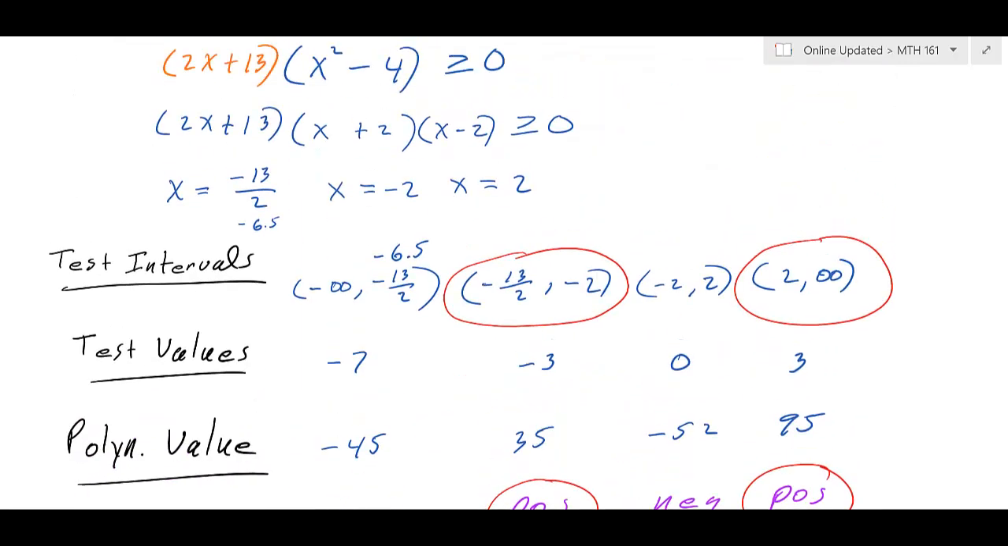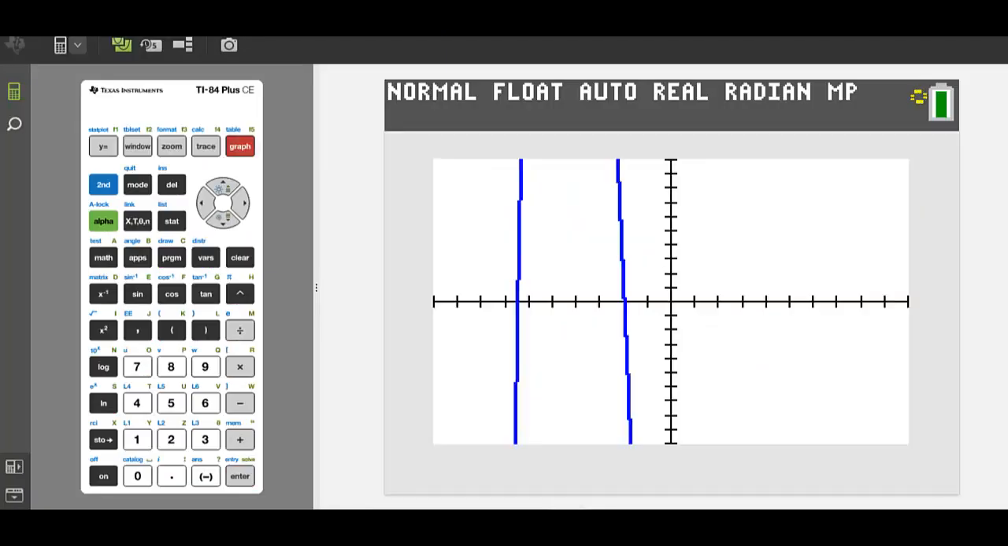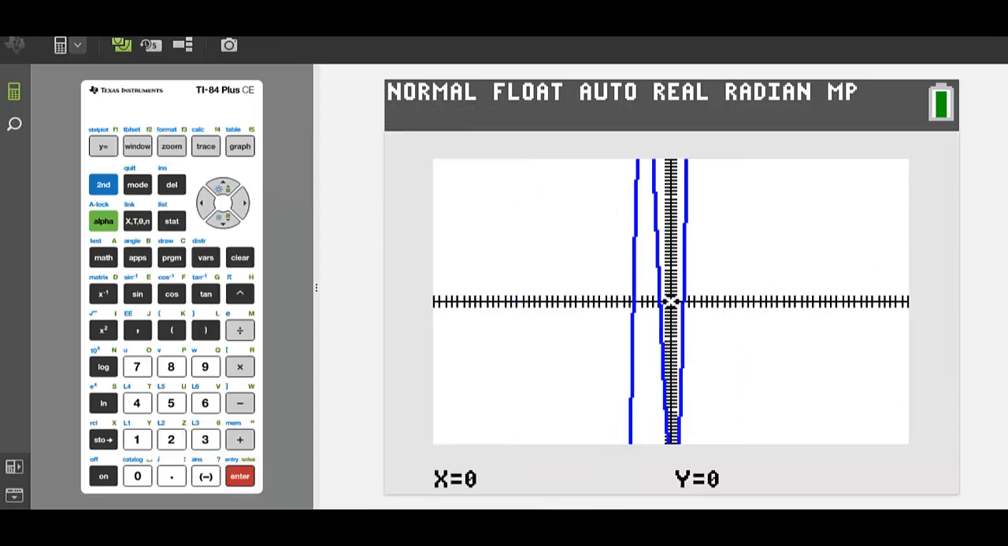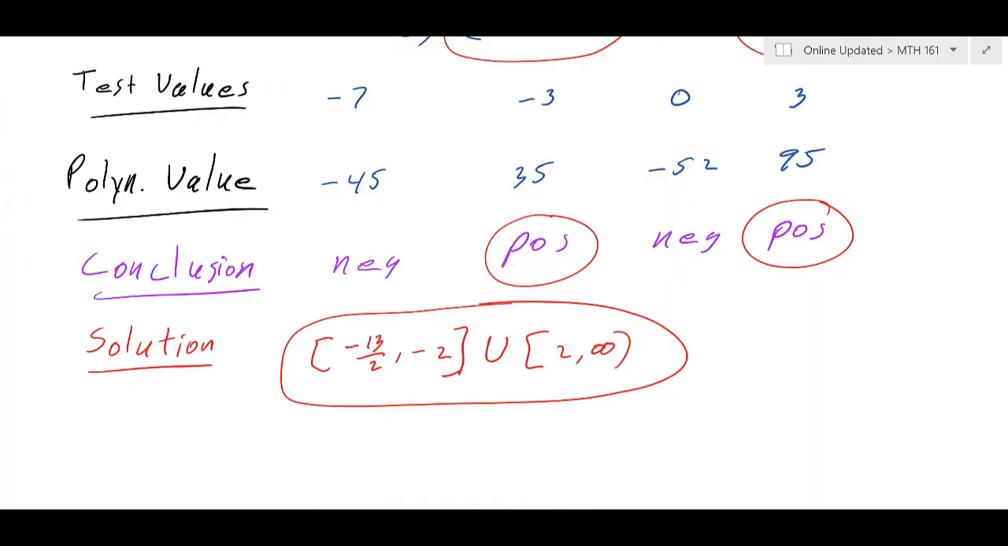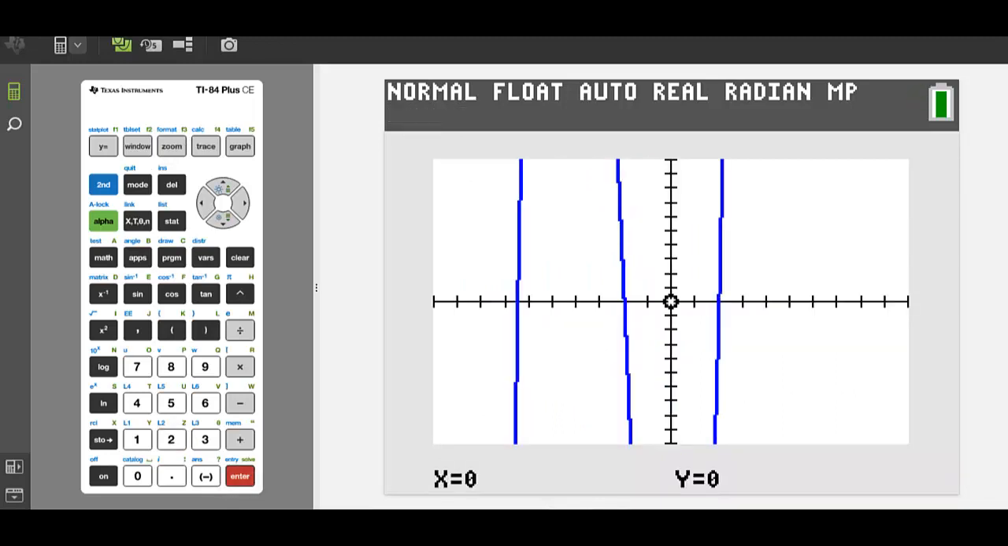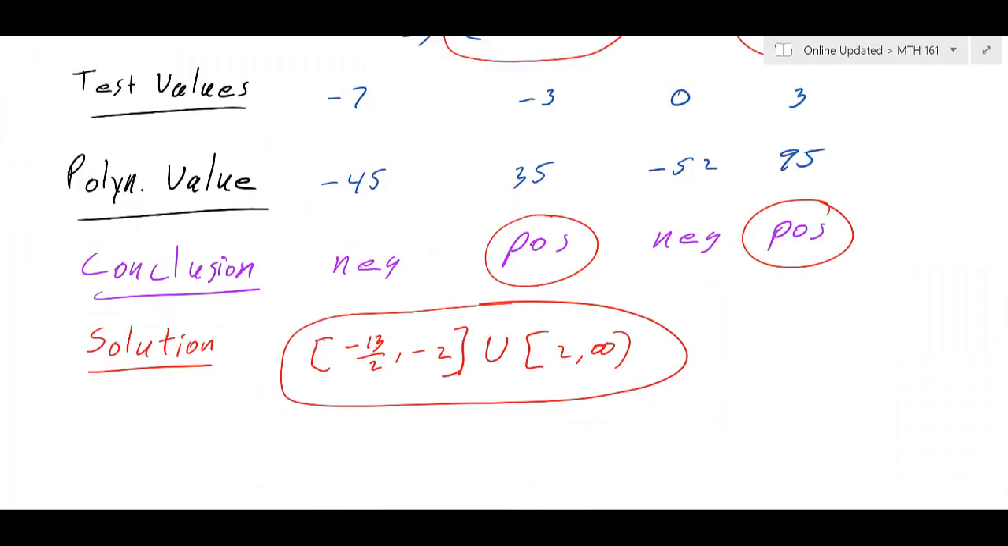And again, you could always look at the graph of the inequality, and let's quickly do that. If we were to graph this, we can see it's going off the screen, but we're really concerned about where this is going to be less than 0. So let me try to zoom out a little bit. And you can see a little bit here, -13/2, so roughly -6.5 to a -2. And I may zoom back in to see this a little bit better. We can see here at -6.5 to the -2 that the graph is up here above the x-axis, and then again over here at 2 to infinity, it's above the x-axis. So that verifies that our solution is correct.